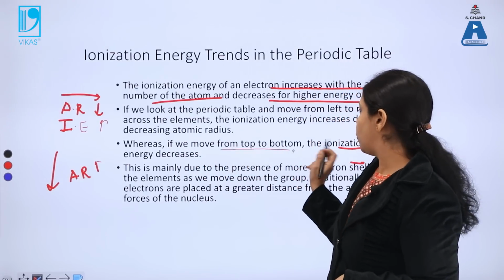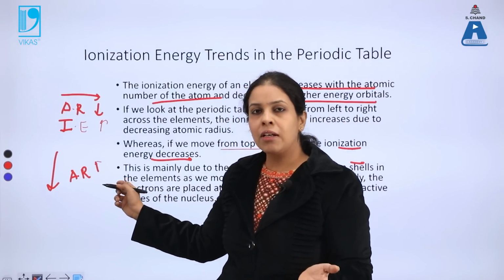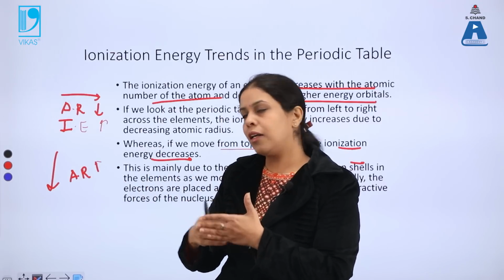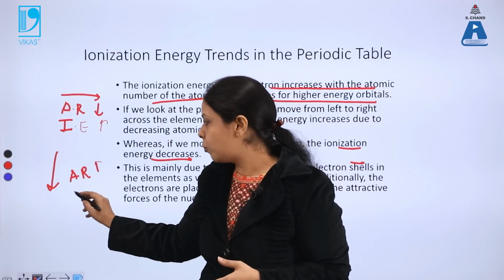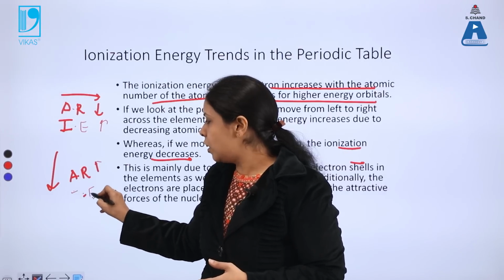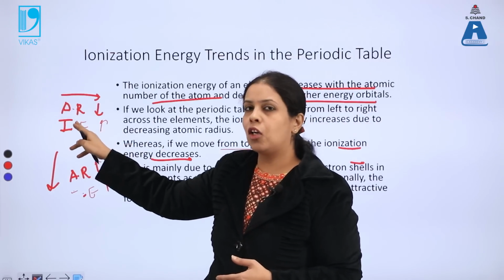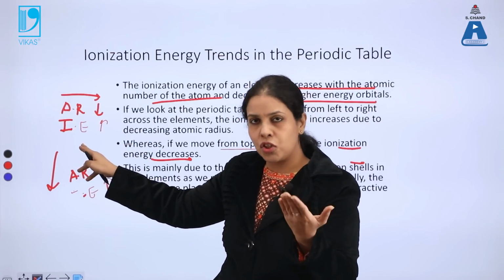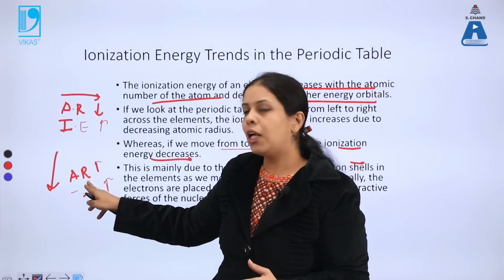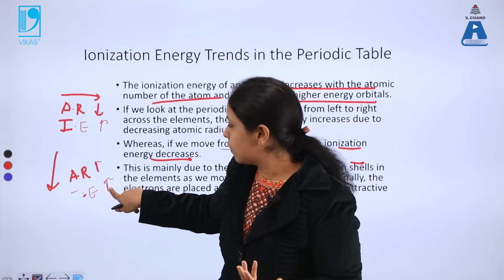Whereas if we move from top to bottom, the ionization energy decreases. Now atomic radius is increasing because a whole new shell is being added when we are moving from top to down in a group. So it is having the inverse relationship: left to right, atomic radius decreases, ionization energy increases. From top to bottom, atomic radius increases, ionization energy decreases.